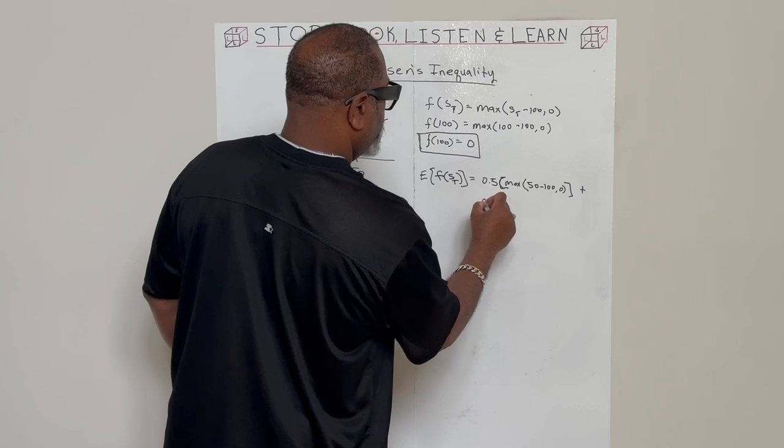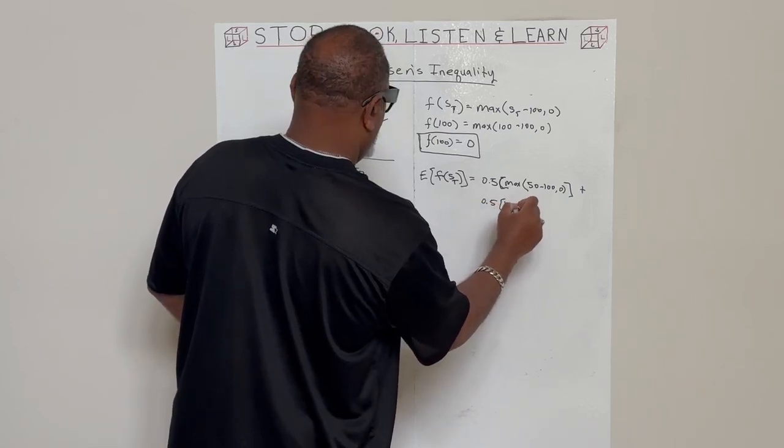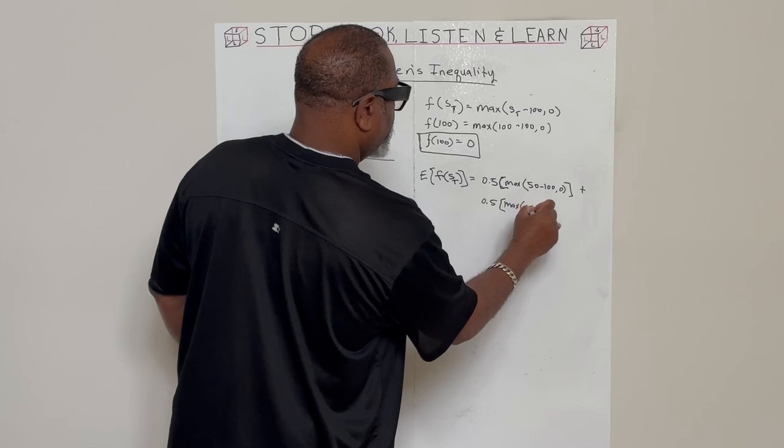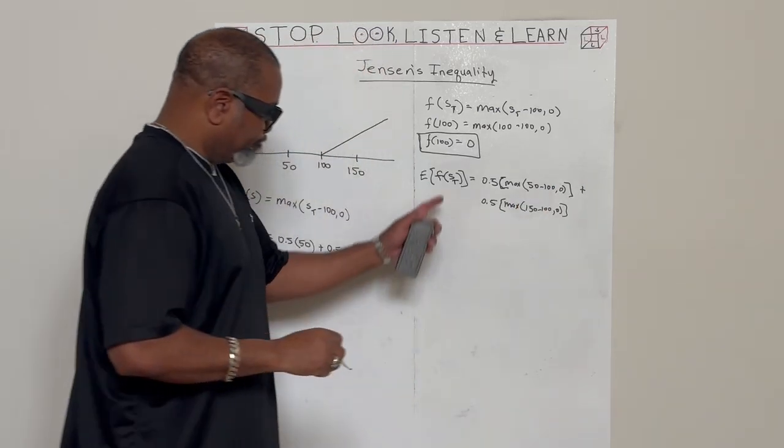plus 0.5 times the maximum of 150 minus 100, or 0, right?